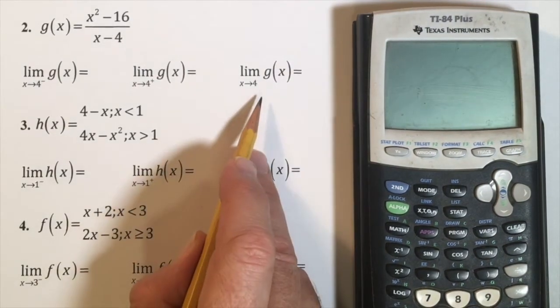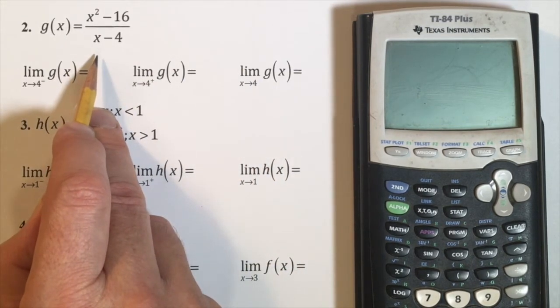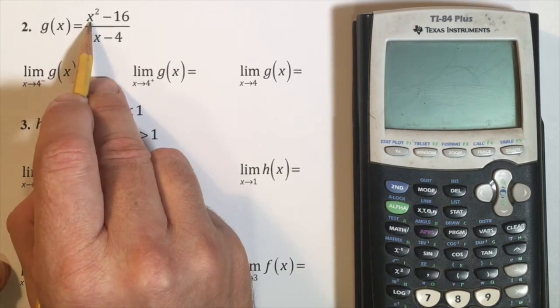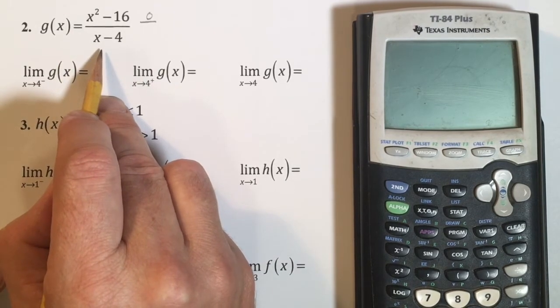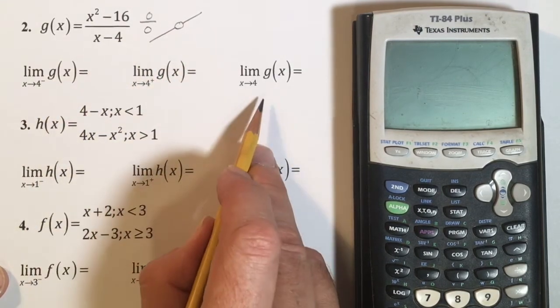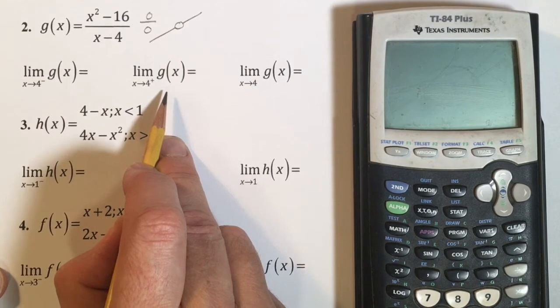To evaluate the limit as x approaches 4 of g of x, I'll first plug 4 into the function to get some information about its behavior at that point. 4 squared is 16, 16 minus 16 is 0, and 4 minus 4, of course, is 0. 0 over 0 tells me the function has a hole at that point. And if a function has a hole in it, that tells me there is a limit. The left side and the right side are converging on the same point.